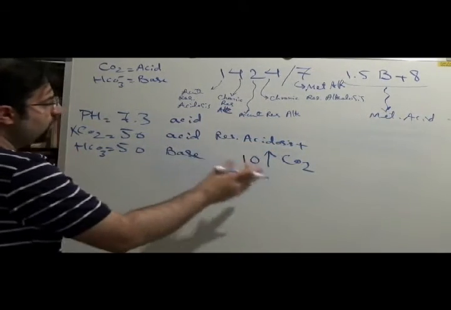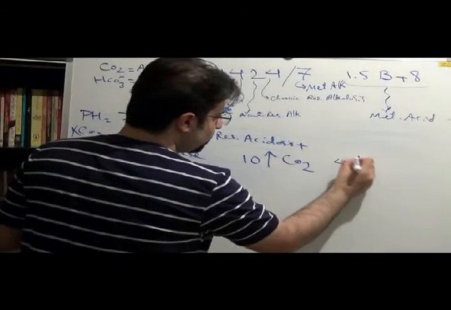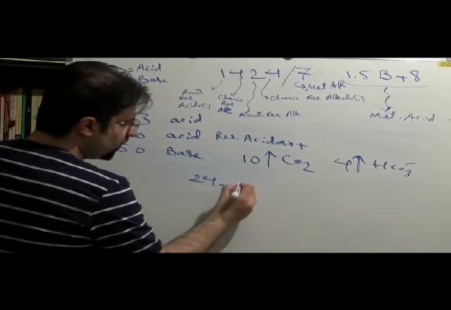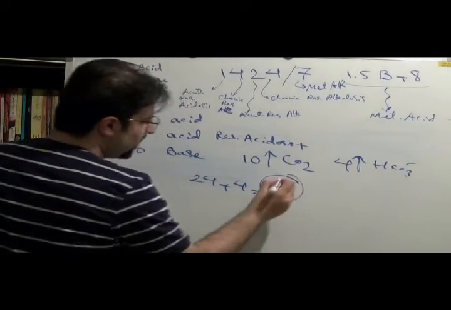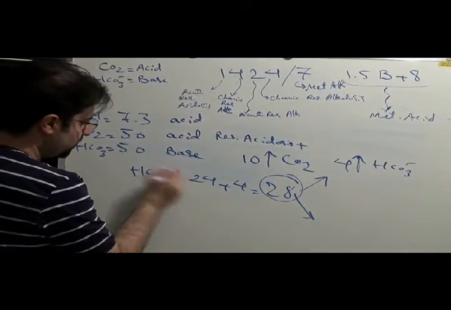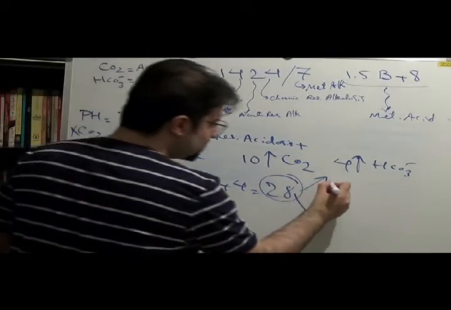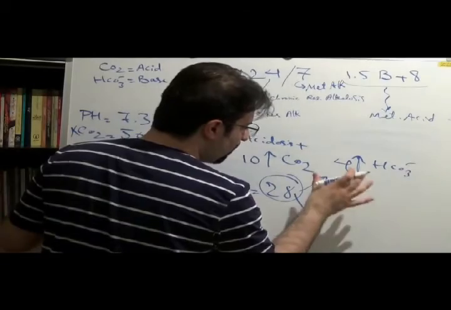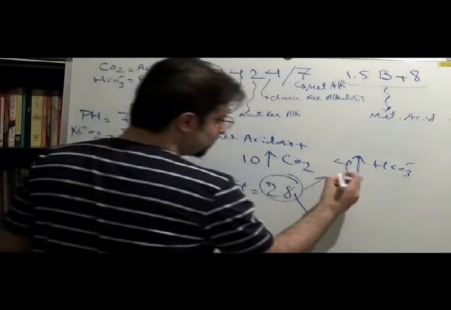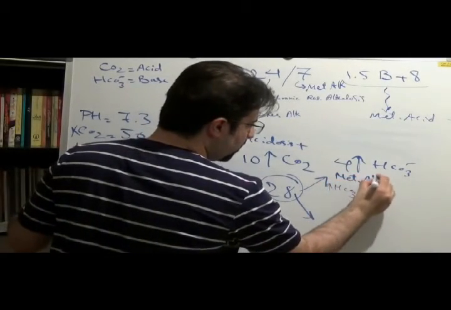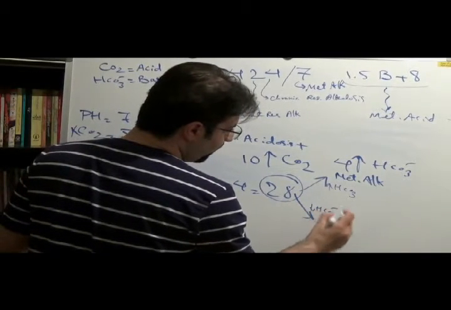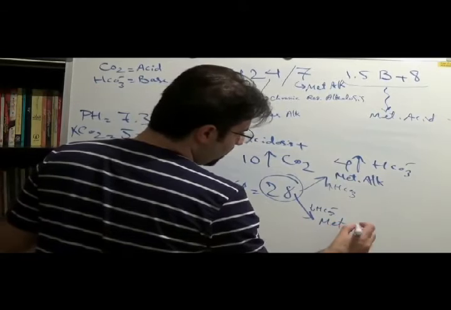Okay, so we have a 10-point increase in CO2, which means a 4-point increase in bicarbonate. Normal bicarbonate was 24 plus 4, which is 28. If it is more than 28, it means that we have more bicarbonate, more base. More base means alkalosis, metabolic alkalosis. And if it is less bicarbonate, it means metabolic acidosis.